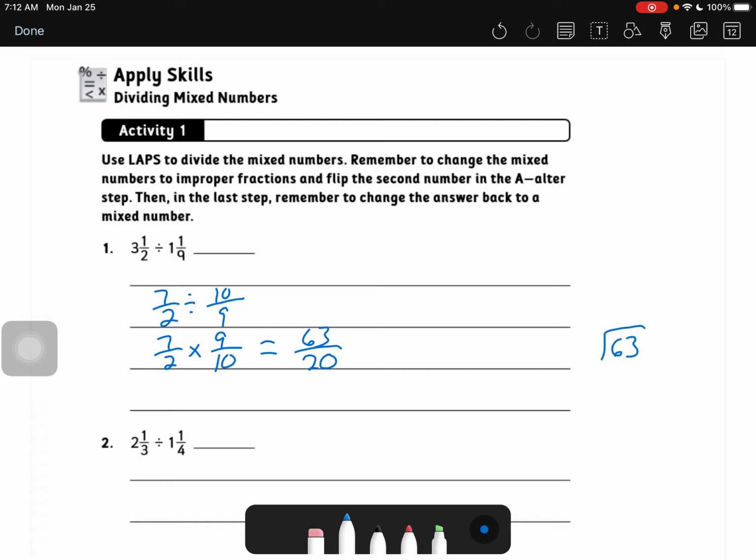63 divided by 20. 20 is going to go into 63 3 times, so that would be 60 with a remainder of 3. So I get 3 and 3/20 for my answer. Okay.